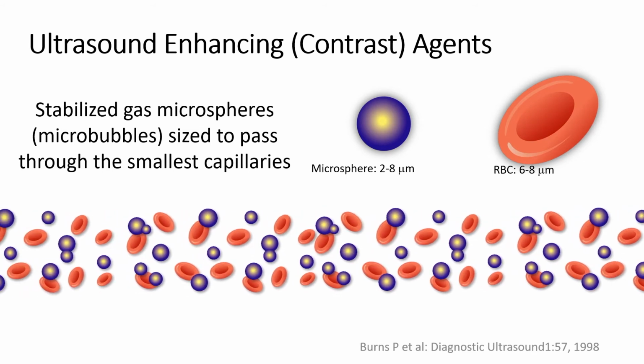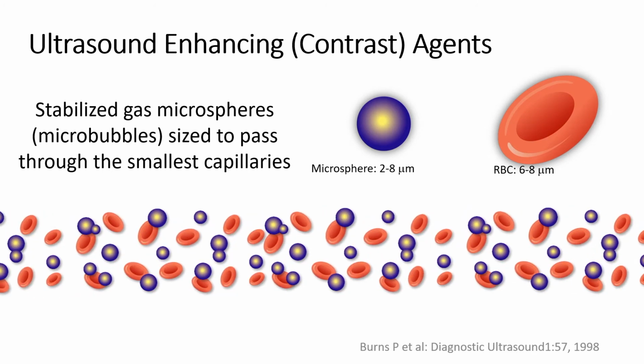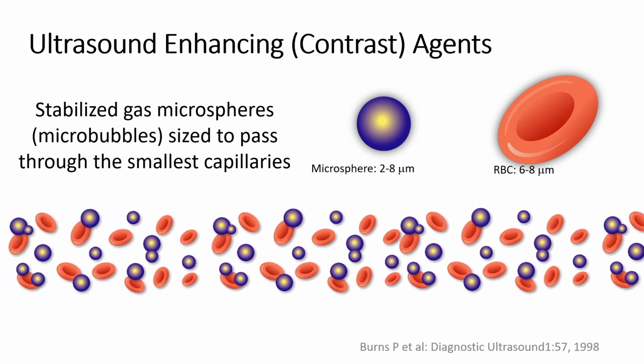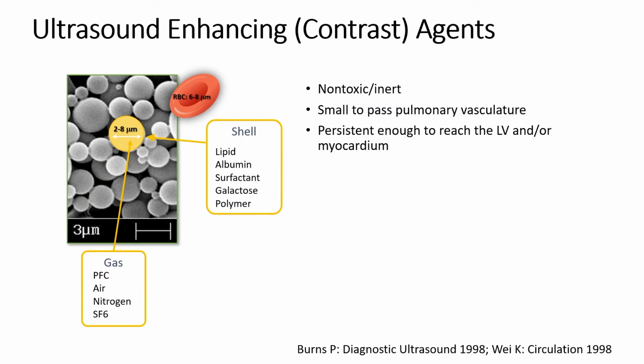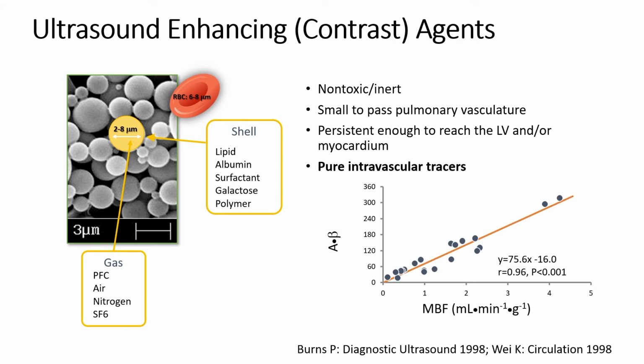Ultrasound enhancing agents are stabilized gas microspheres or microbubbles, which are sized to pass through the smallest capillaries. Microbubbles are composed primarily of air, stabilized by a small amount of inert gas, and enclosed by a shell. The components of ultrasound contrast agents and desirable characteristics are listed here, and the different companies have different components in their agents. The unique thing about microbubbles in comparison to most other imaging contrast agents is that they are pure intravascular tracers and they do not extravasate outside the microcirculation. Indeed, validation studies using radio-labeled microspheres show excellent correlation with microbubbles for the quantitative assessment of myocardial blood flow, as shown here.